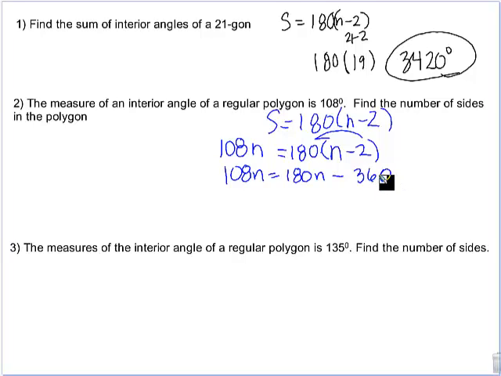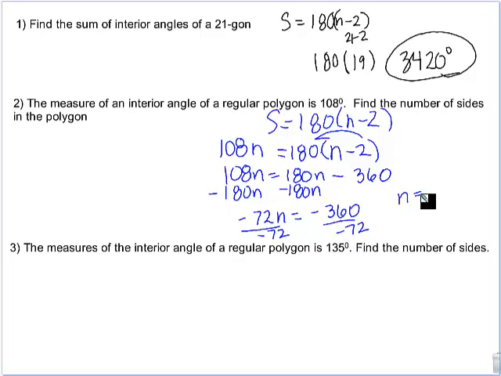Now how could we get the n's together? We subtract. You still have to divide too, but not by 180. So 108 minus 180 is negative 72. So negative 72n is equal to negative 360. Then divide by negative 72. So what is our n? Positive something. What is it? 12.